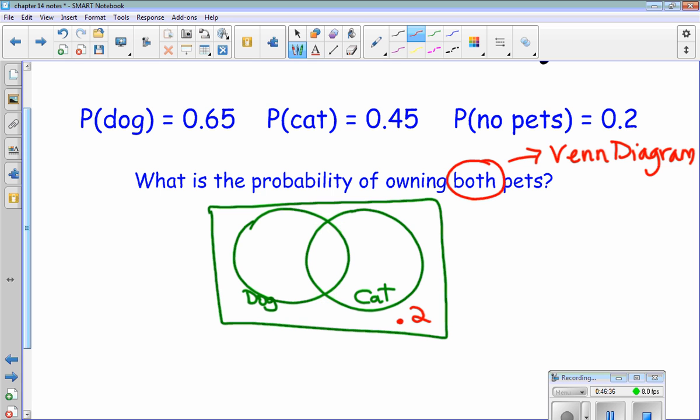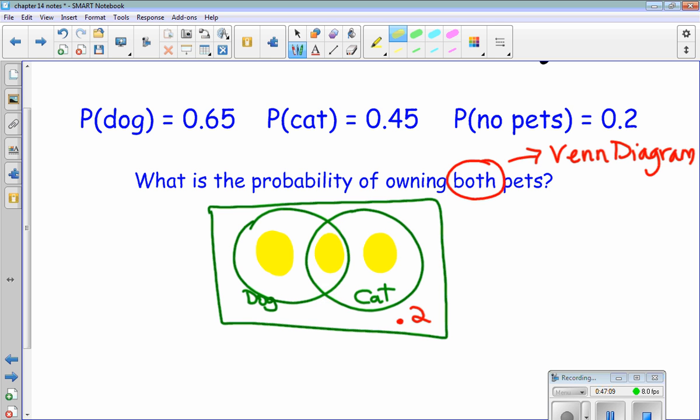How can I figure out the numbers that go inside of that Venn diagram? There's a way to do it. Here's a strategy. I know that this number plus this number plus this number have to add up to what? 0.8. Where does 0.8 come from, Brenda? Because if none is 0.2, then all these have to add up to 0.8, because everything in the Venn diagram together has to add to be 1. Are we okay with that part?